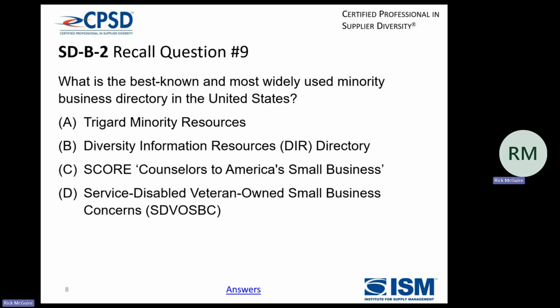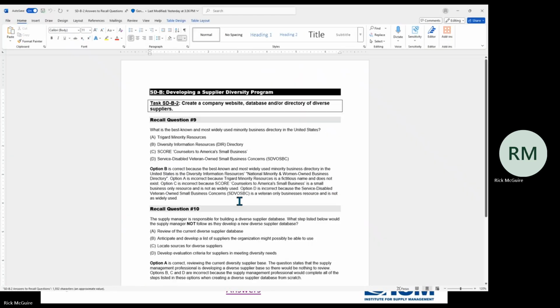All right. What is the best known and most widely used minority business directory in the United States? You just kind of got to know this one. If I remember correctly, it's DIR. B, it is.